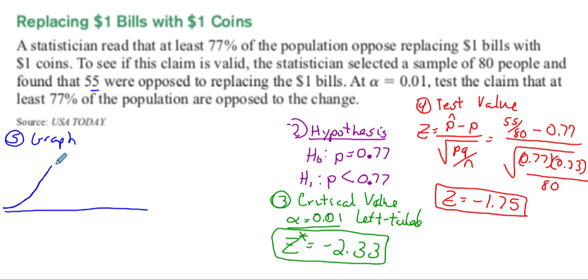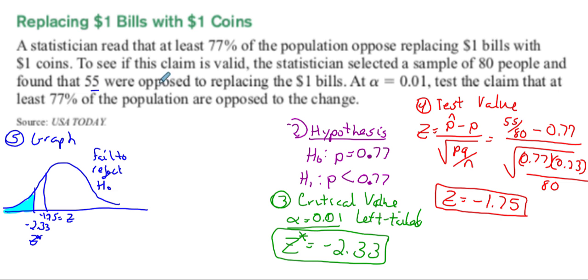So we do a quick normal curve distribution. On that, we need to label our left tail and our z-value of negative 2.33 and shade that left tail. Then plot our z-value at negative 1.75. Again, the z-value is not in the shaded region. So since our test value is not in the shaded region, we will also fail to reject the null hypothesis.